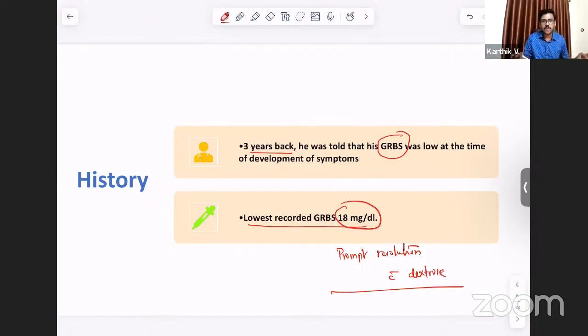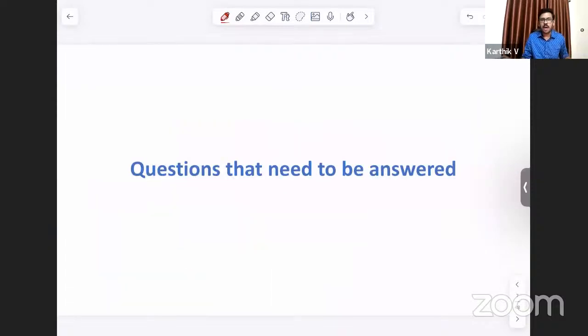When Whipple's triad is positive, there is a very high probability of an organic hypoglycemic disorder. Once Whipple's triad is satisfied, you think of a pathology which is causing the hypoglycemia. So with this background, the patient is a 37-year-old male with recurrent episodes of hypoglycemia, often severe, resulting in loss of consciousness. As low as 18 milligram per deciliter of glucose has been recorded, with prompt resolution with glucose administration. This is the history that we have so far.